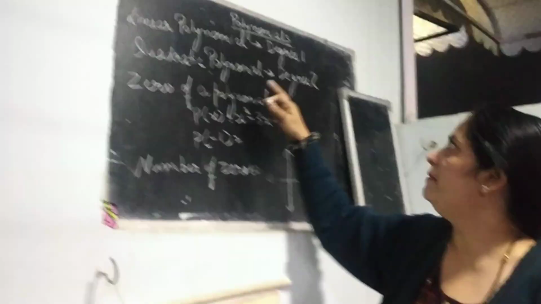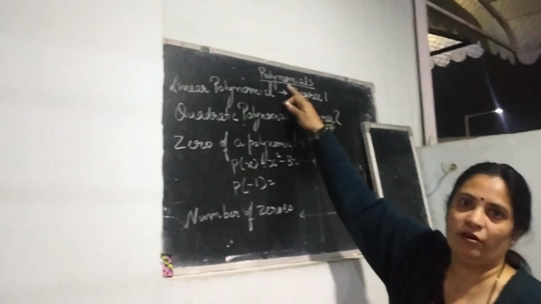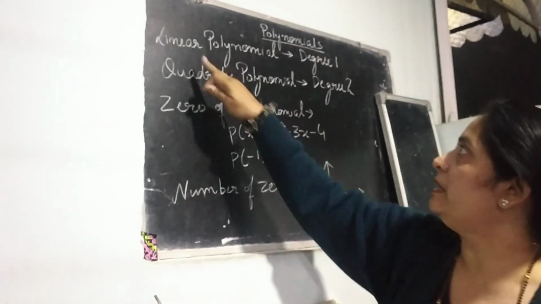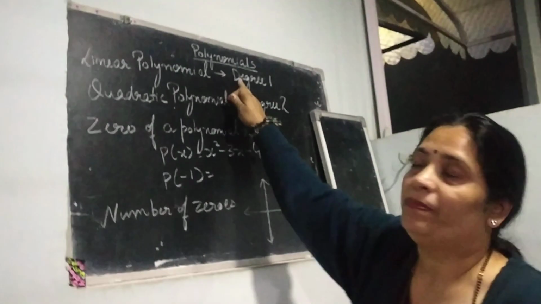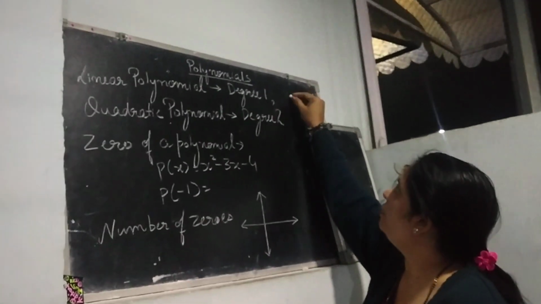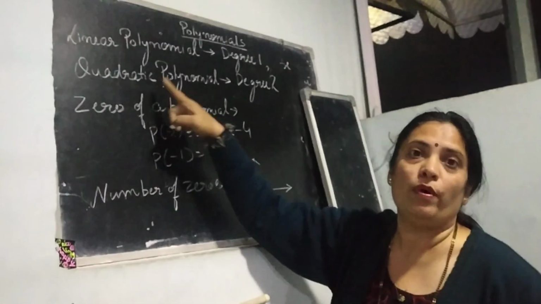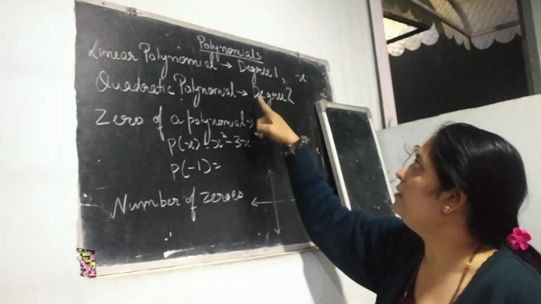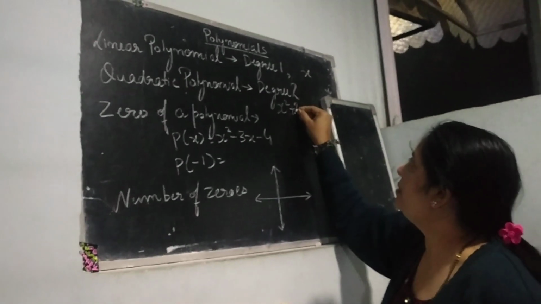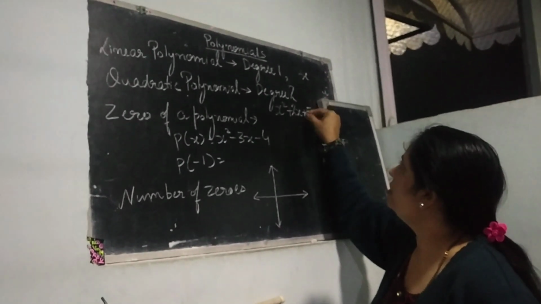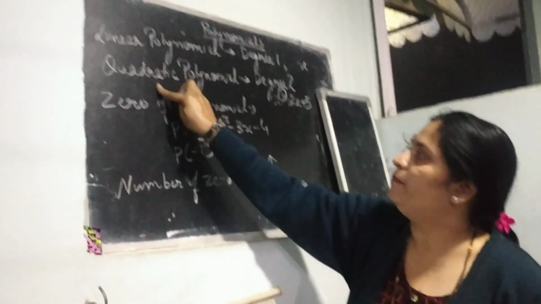Now let's move to chapter number 2, polynomials for class 10th, which is going to be there in term 1 of your exam. Let's have some small concepts. A linear polynomial is a polynomial which has degree 1. For example, x has degree 1. Then a quadratic polynomial is one which has degree 2. For example, x squared plus 2x plus 5. Since it has a maximum degree of 2, this is called a quadratic polynomial.